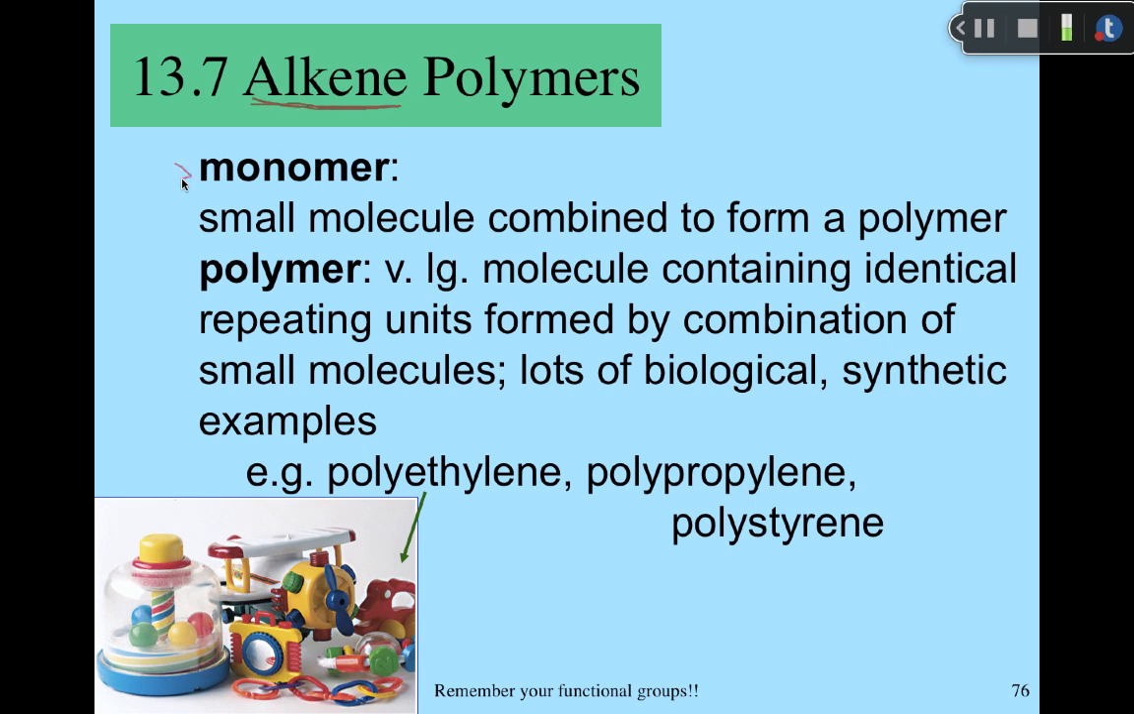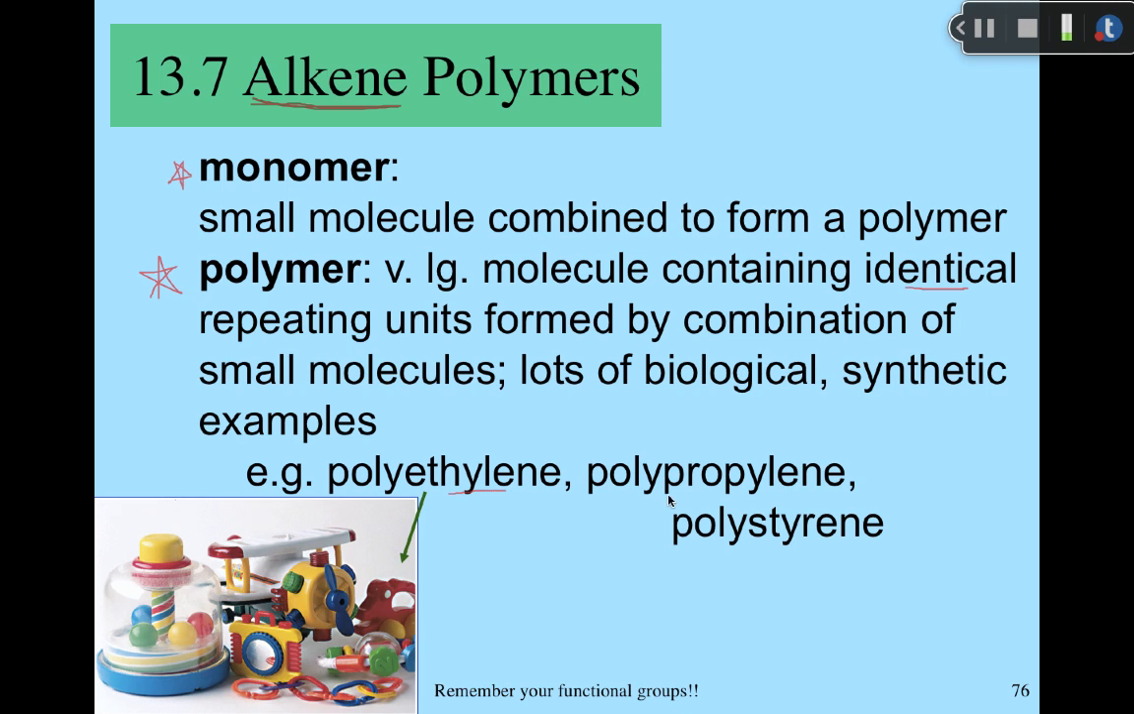Polymers begin with small molecules called monomers that are combined to make a longer compound called a polymer. So many together is a polymer, one is just the monomer. And so the polymer has many identical repeating units formed by combining these little molecules. There are oodles of biological and synthetic examples. All of our favorite plastic things like toys and plastic bottles are common polymers.